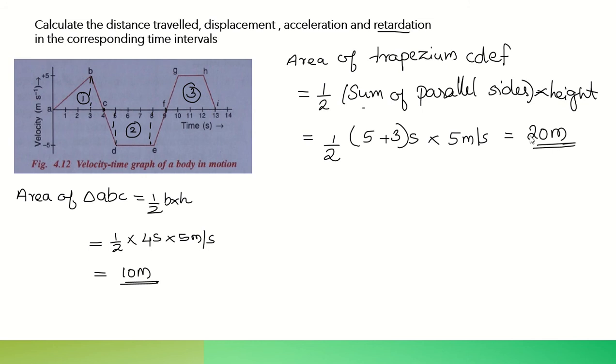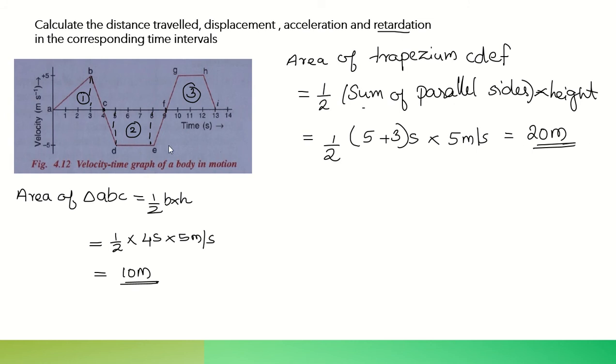I am writing meters here because some of you will be wondering why the unit of area I am writing as meters. Unit of area is meter square, but we are doing this calculation from the graph. On the x-axis we have time, and on the y-axis we have velocity. So when you multiply that, you get the unit as meters.